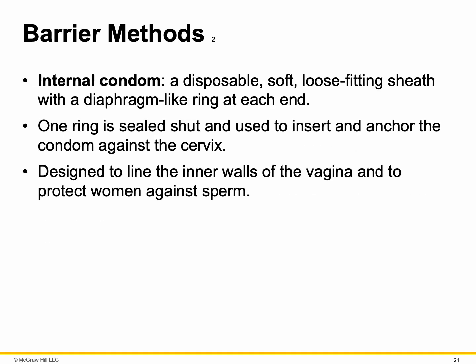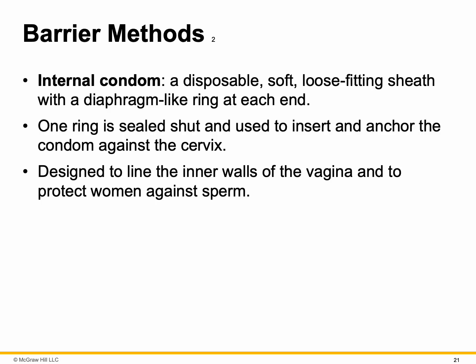So, a lesser known form of condom is the internal condom, which is a disposable, soft, loose fitting polyurethane pouch with a diaphragm like ring at each end. I'll show you in just a minute, but the internal condom is designed so that one ring is sealed shut and used to insert and anchor the condom against the cervix.